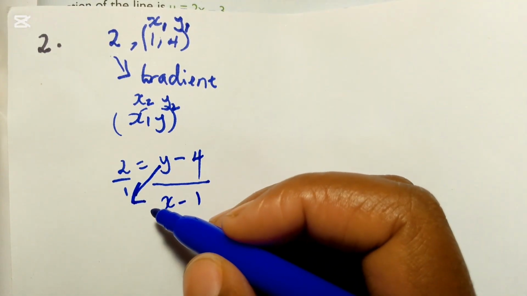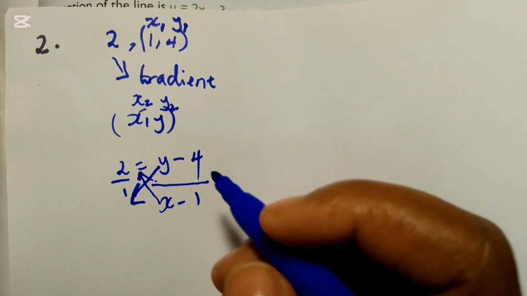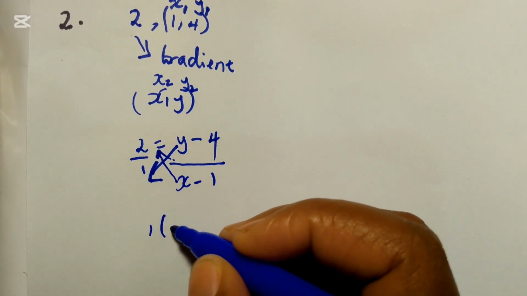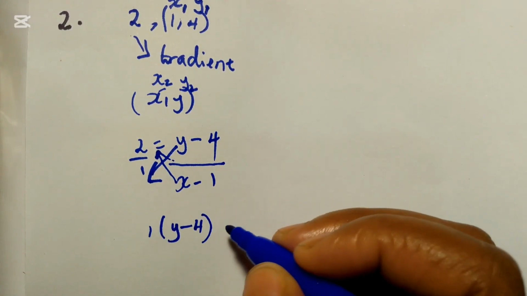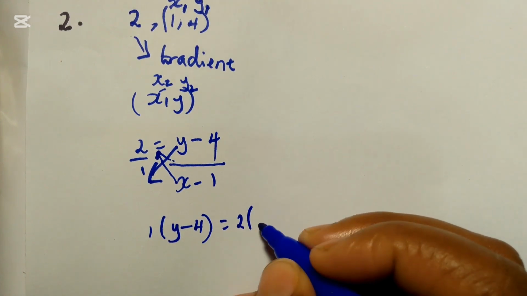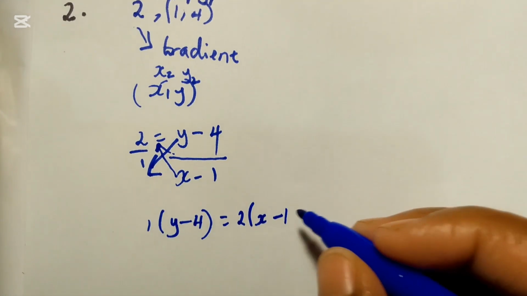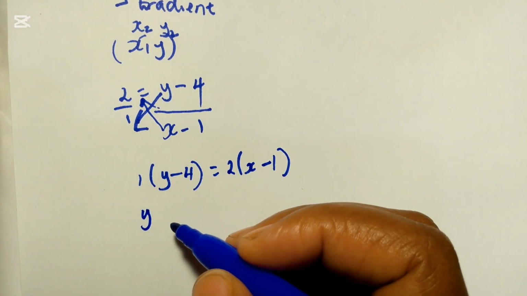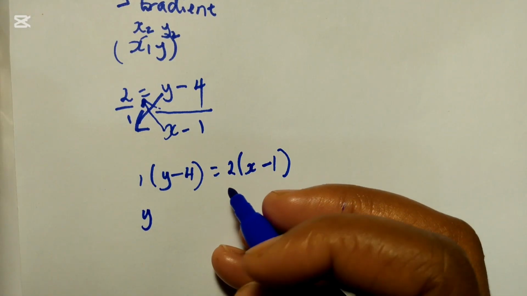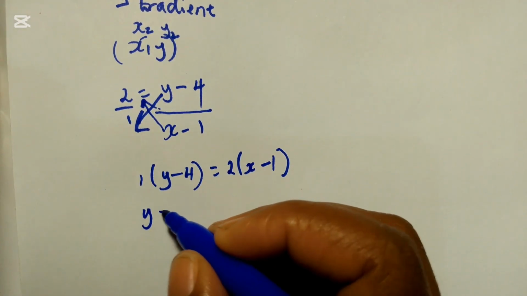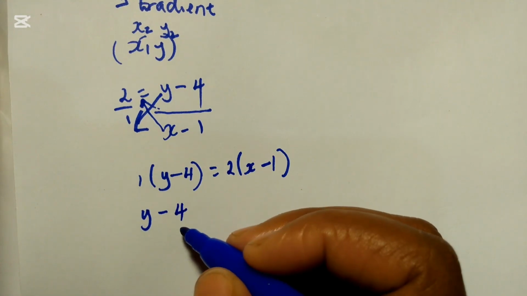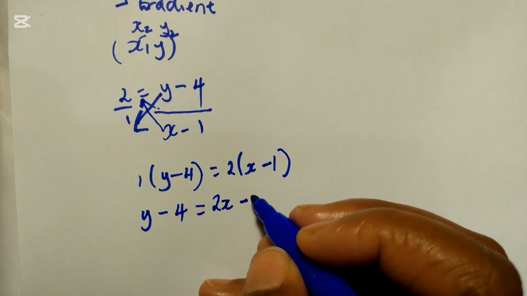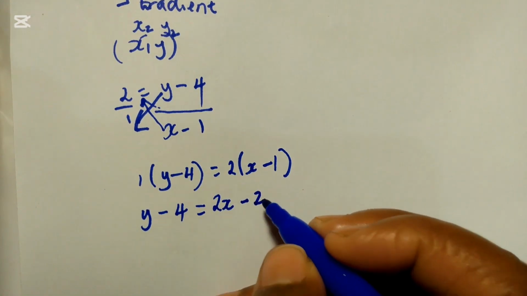Then we cross multiply. We'll have 1 into y minus 4 being equal to 2 into x minus 1. Opening the brackets, we'll have 1 times y, which is y, not 1y. Other students write for me 1y. 1y is just y, then minus 1 times 4, which is 4, being equal to 2 times x, which is 2x, then minus 2 times 1, which is 2.